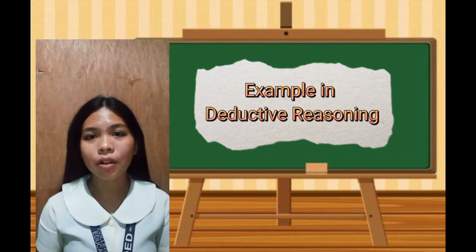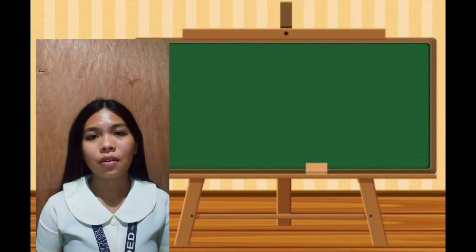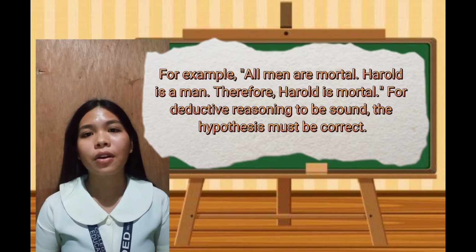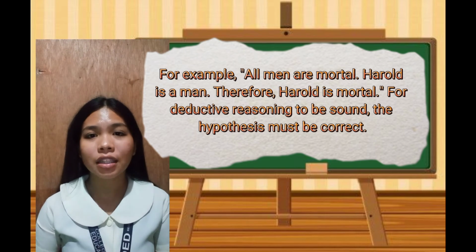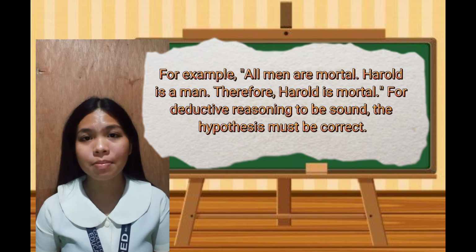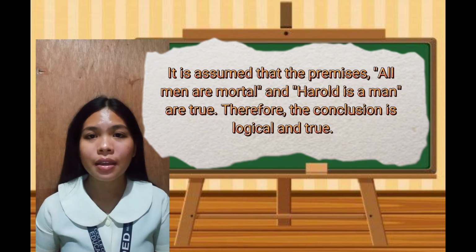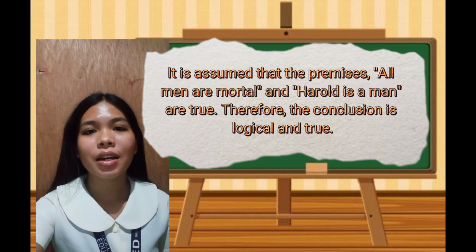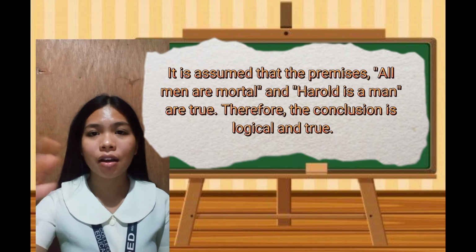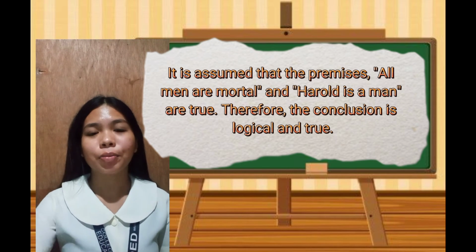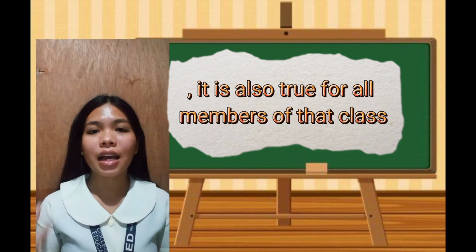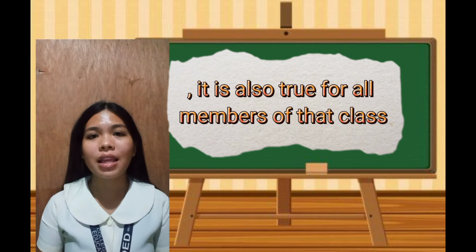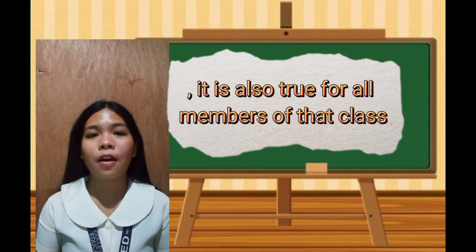So there is an example also in deductive reasoning. So all men are mortal. Harold is a man. Therefore, Harold is mortal. For deductive reasoning to be sound, the hypothesis must be correct. It is assumed that the premises, all men are mortal and Harold is a man, are true. Therefore, the conclusion is logical and true. In deductive reasoning, if something is true of a class of things in general, it is also true for all members of the class.